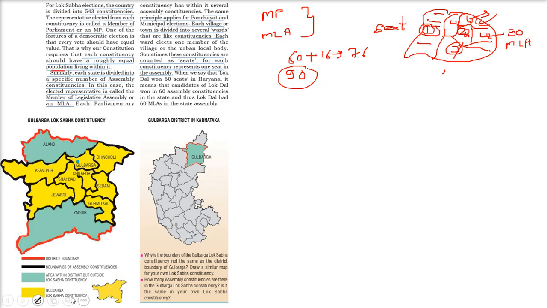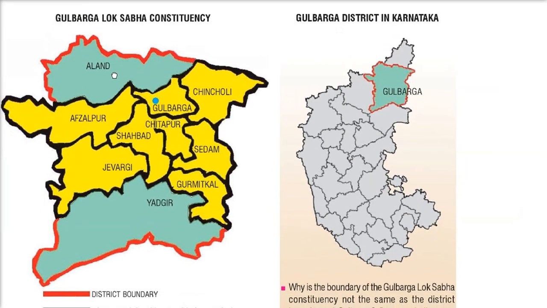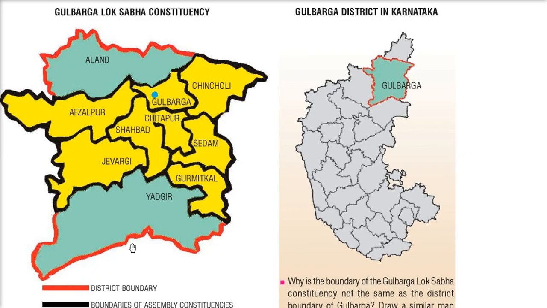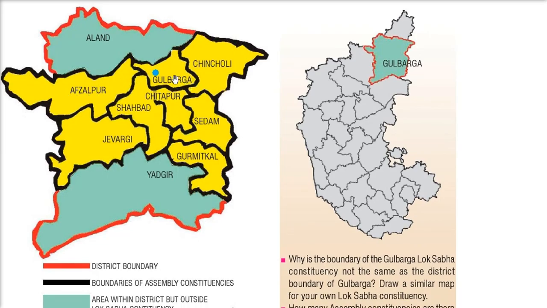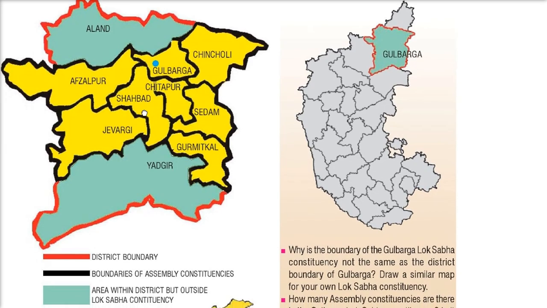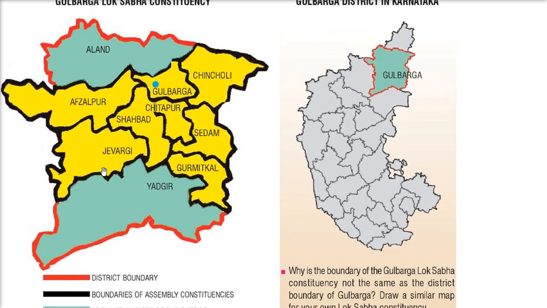Okay. Let me just show you an example also. This is the Gulbarga Lok Sabha constituency. So this whole is the Gulbarga Lok Sabha constituency. And these yellow ones, all under this red, is a Lok Sabha constituency. That is, one member of parliament will be elected from this whole. But inside this, if you see Afzalpur, Gulbarga, it is again divided into different constituencies, and these are assembly constituencies. So there is a bigger area for the Lok Sabha and a smaller area for the Vidhan Sabha, because Vidhan Sabha is for the state, Lok Sabha is for the whole country.